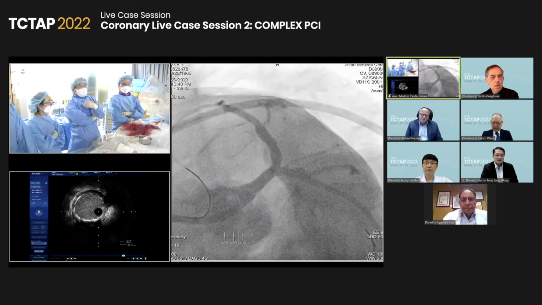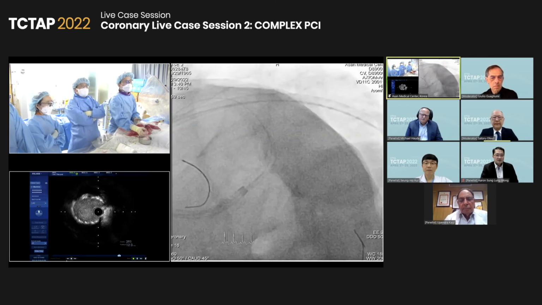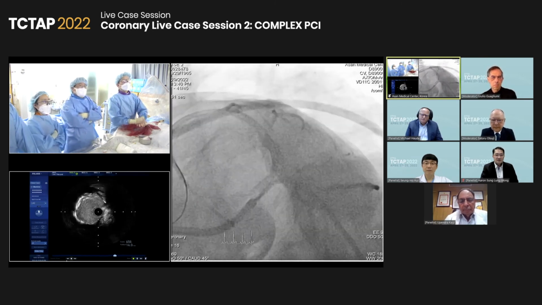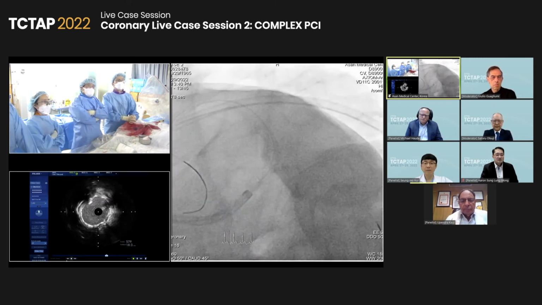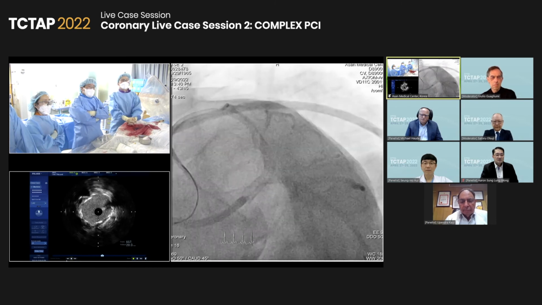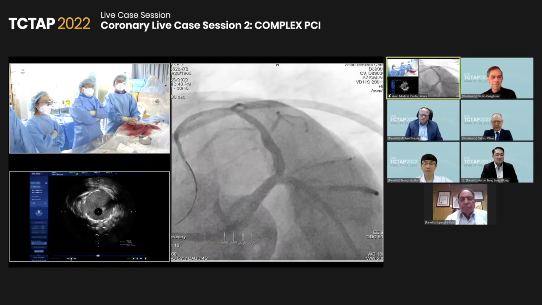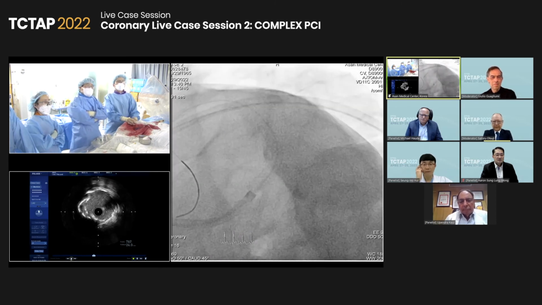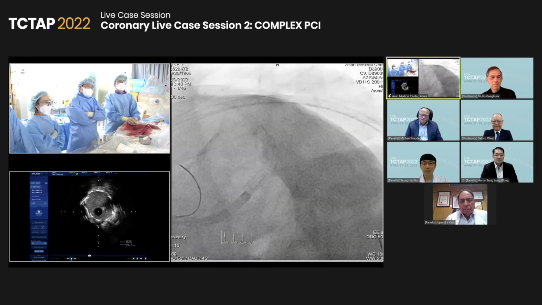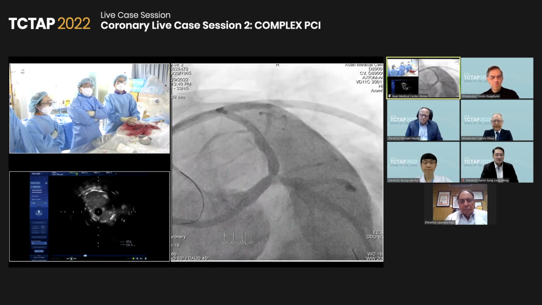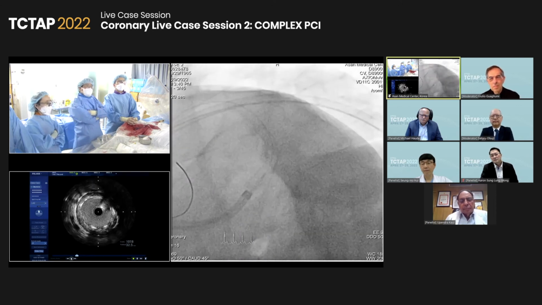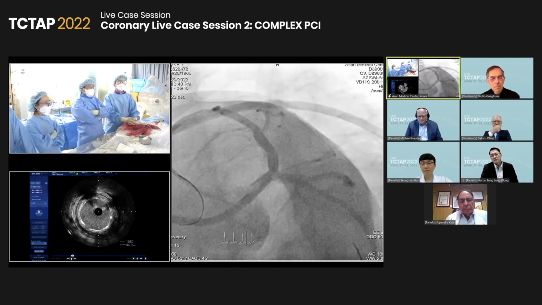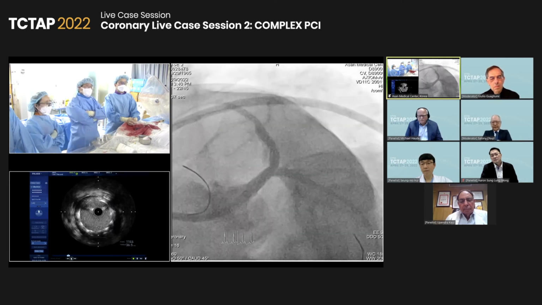Okay. I think this is a very important point. POT technique is very important for angio-guided PCI. But if you do imaging-guided PCI, we don't need the systematic POT technique. We just follow the IVUS imaging. If there is some suboptimal result, we can apply the POT, but if the result based on the imaging is good, I think we don't need a POT technique.